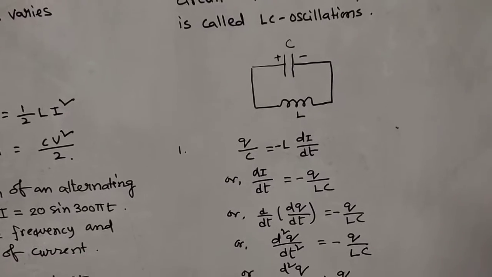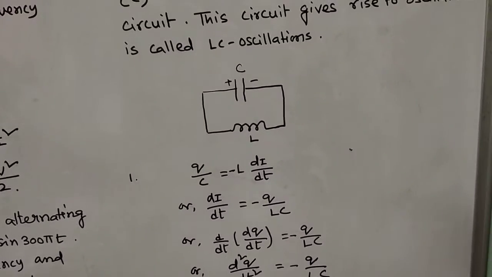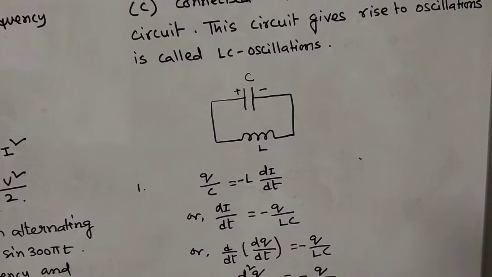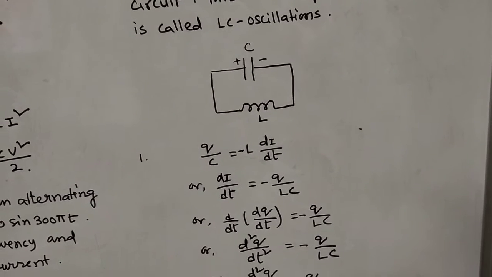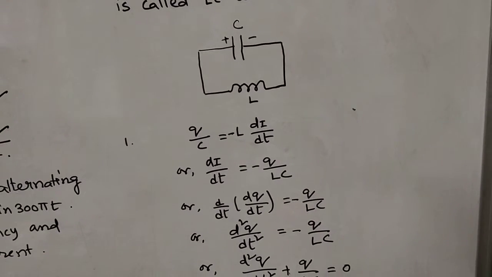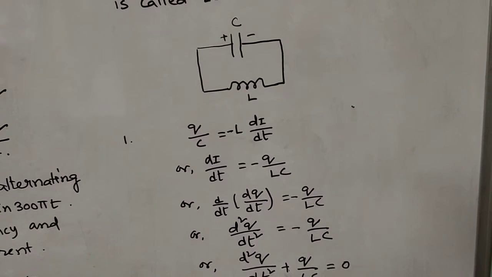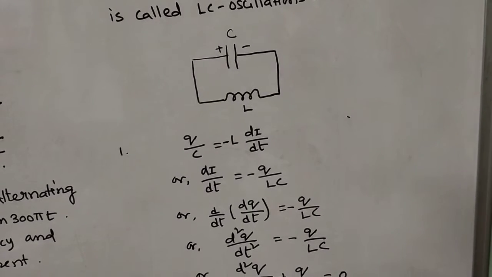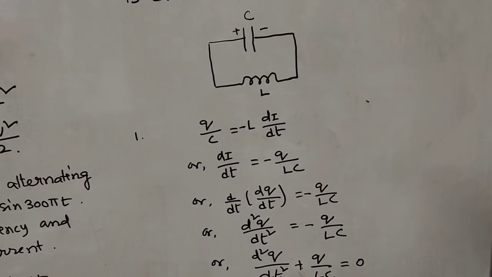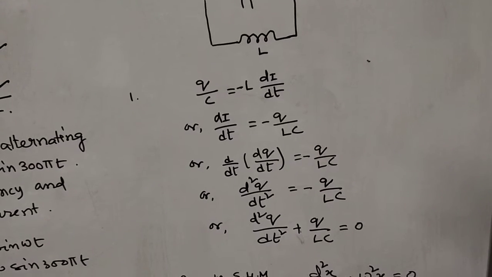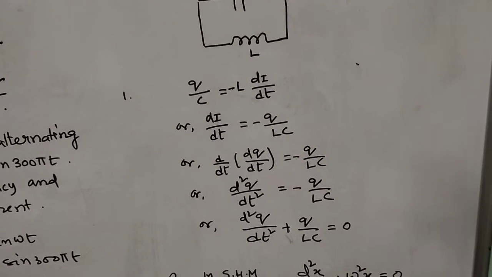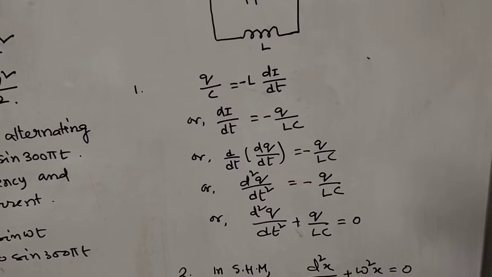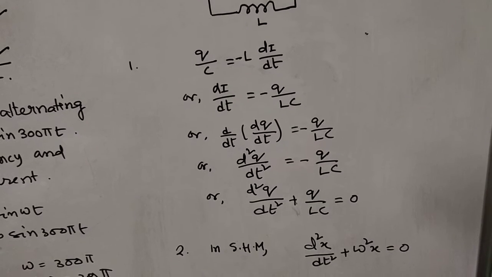Now let me go for the mathematical part. Already we know Q by C is the potential across the capacitor, and the EMF across the inductor is minus L di by dt. So if we take the di by dt to one side, then we get Q by LC, and with I equal to dq by dt, you will get d square Q by dt square. Let me take the terms to one side, then you will get d square Q by dt square plus Q by LC.